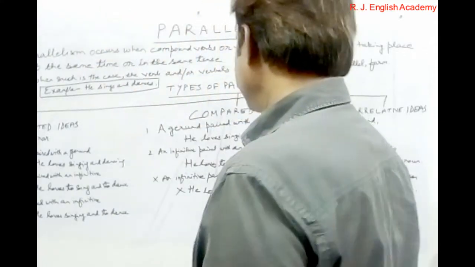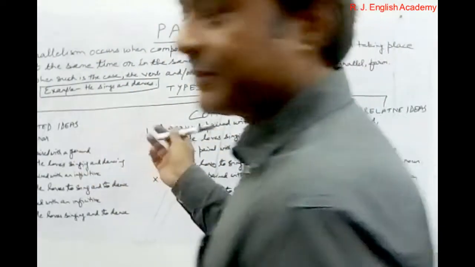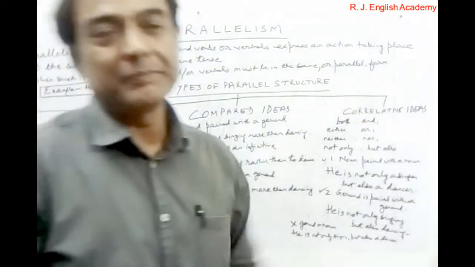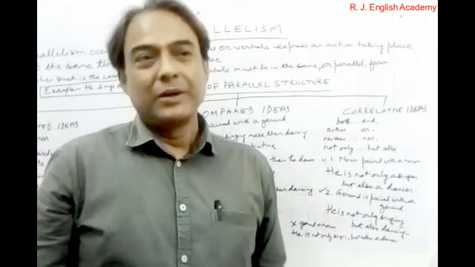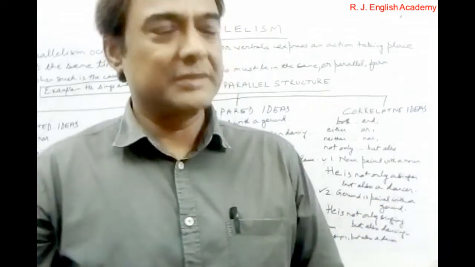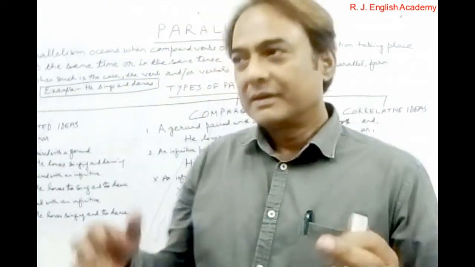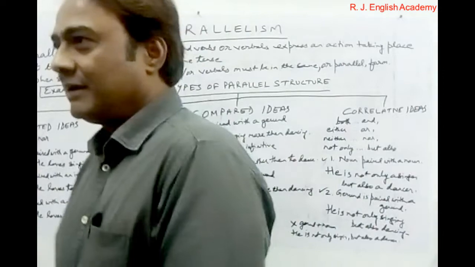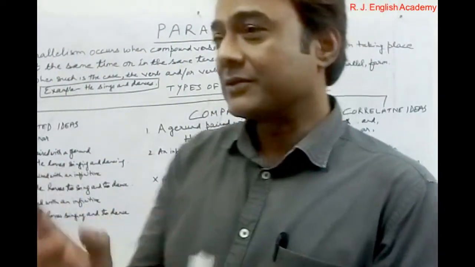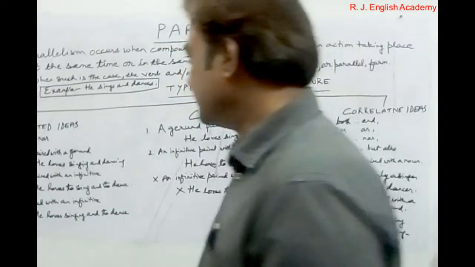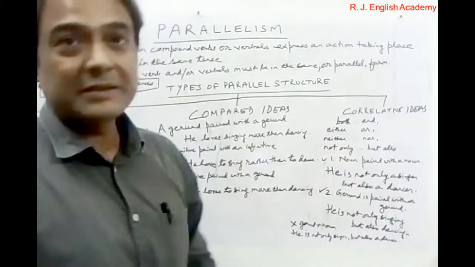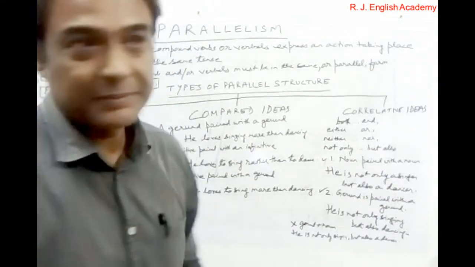So let's move on to the types of parallel structures. How many types? Three types. Coordinated ideas, compared ideas, correlative ideas. When we compare two ideas or we coordinate two ideas, independent clauses, sentences, phrases, then we create a parallel structure. And that parallel structure should be at the same time and the same tense.